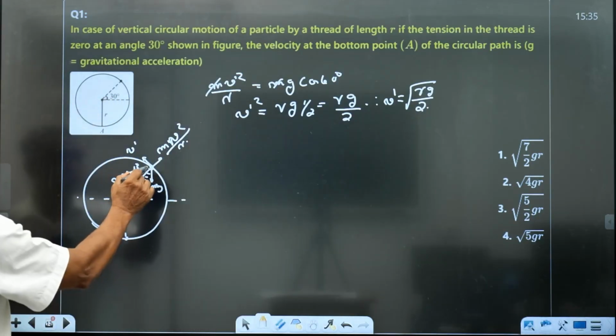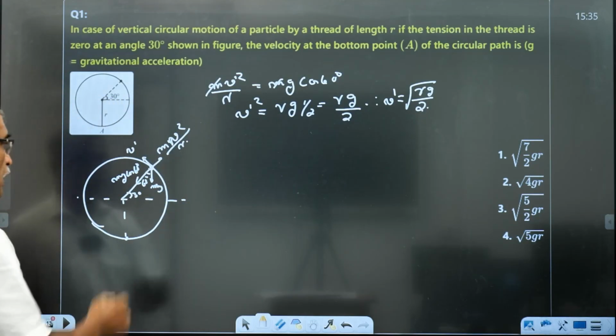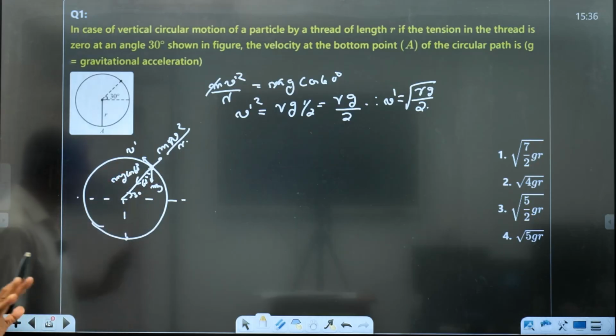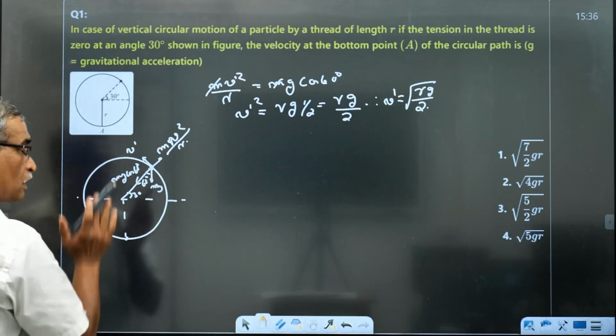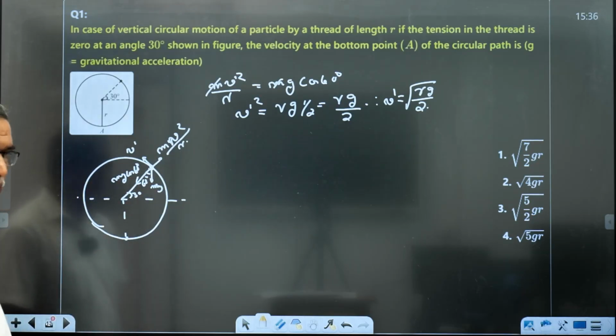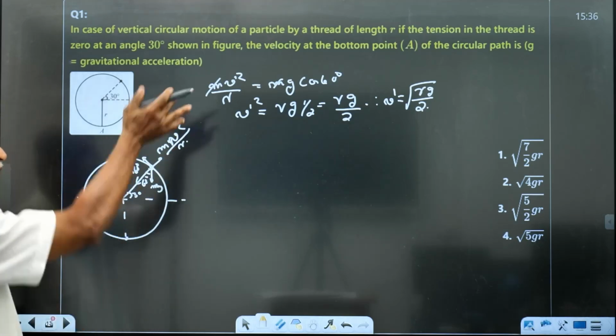At this point, you got the velocity of the particle, so that the tension here is 0, or it is not applying any normal action on that, if it is a sphere or something. Or there is no tension on the string; the condition is this one.